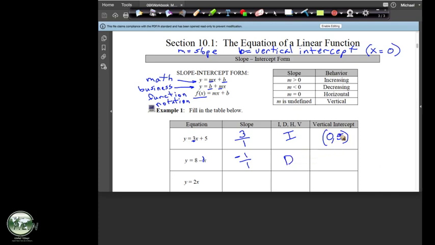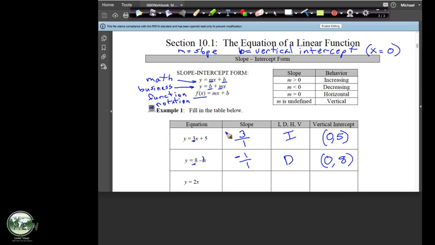And what's our vertical intercept? The number by itself, which is there. So it's always going to be 0 for x, and then the y is going to be 8. So far, so good. And again, we don't have to graph it. We could. Now this is a little bit of a challenging one, but I think some of us might be okay with it.